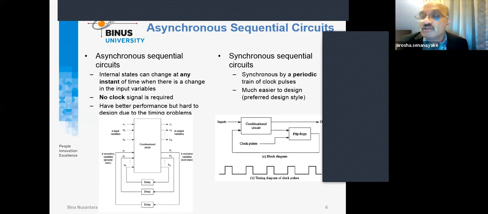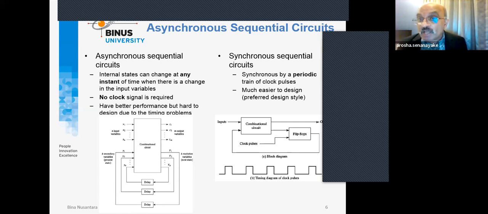That's why, of course, it performs better compared to synchronous sequential circuits, because the output produced from a synchronous sequential circuit entirely depends on clock pulses. Only in the presence of the clock pulses will we get the output in the end. So that's the basic difference.